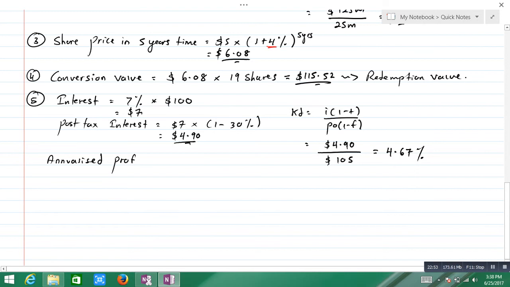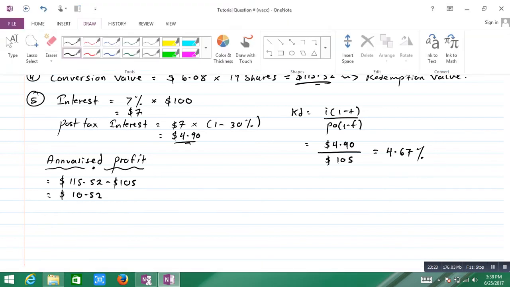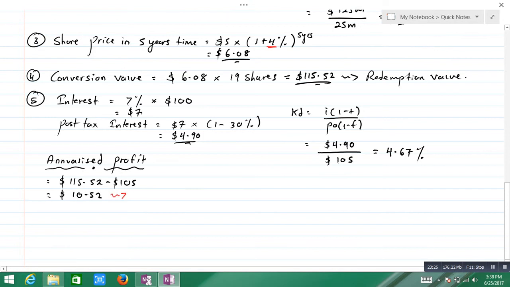We take the redemption value or the conversion value, which is 115.52, minus your market price, 105. That will give you 10.52. Now remember, this is for 5 years. Annualized profit is basically for 1 year, so we divide by 5 years. How much do you get?